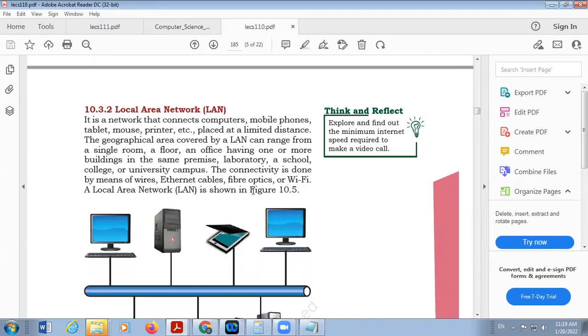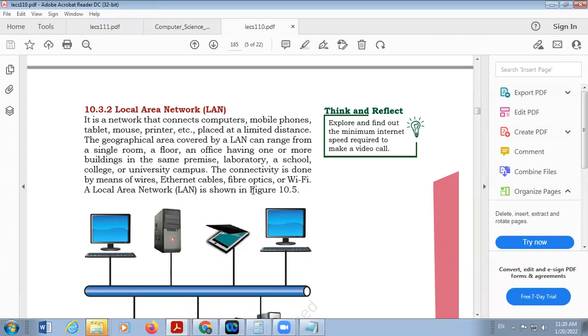But in a professional way, in any office or any branch, if we connect different computers, this is an example of a local area network. The LAN covers a single room, or a single floor, or a single office, or more than one building in the same premises. So it is not for a very long distance. Schools, computer labs, any bank branch, any university lab or campus are all examples of a local area network.